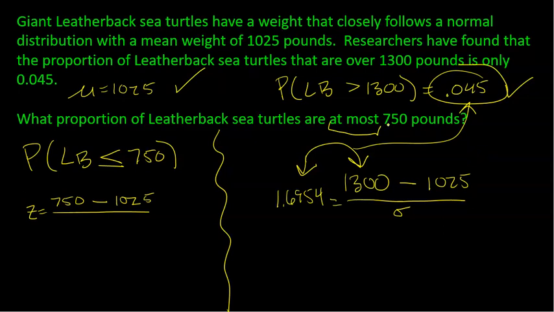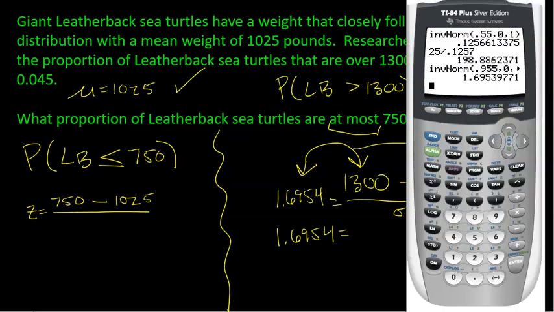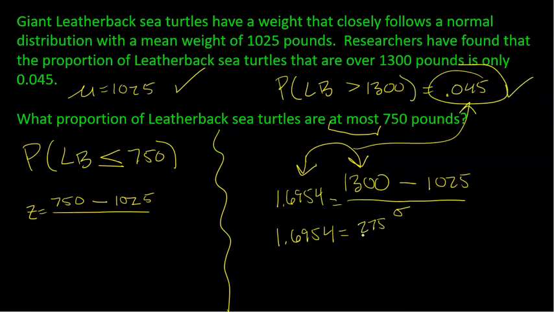All right, so I'm going to use all that information to help me set up this equation where I know almost everything except for sigma. So I'm going to multiply the sigma to the other side. And then 1,300 minus 1,025. Go ahead and do that math. 1,300 minus 1,025 is 275 divided by sigma. Oh, multiply the sigma over to the other side. Sorry, I think I said that, but I didn't do it. First thing we should do is multiply that sigma over to here.